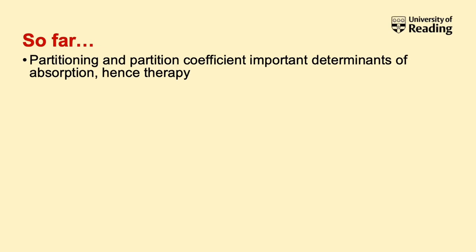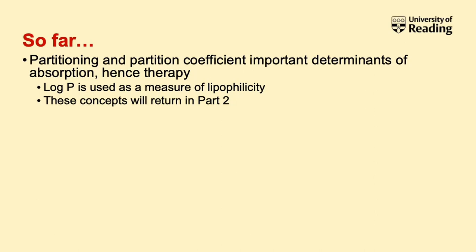So far in this lecture, we've looked at partitioning and the partition coefficients, which are important determinants for absorption and therefore therapy. We can very easily understand the relative lipophilicity of our drug by knowing the log P of our active ingredient. You'll return to that concept in a lot more detail in part 2 of this course. So don't forget log P, because it is going to come back to you then, and you'll need to understand what it is.